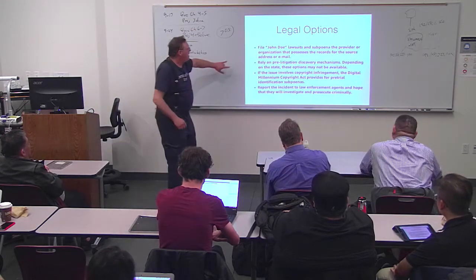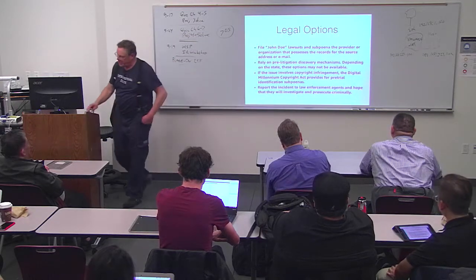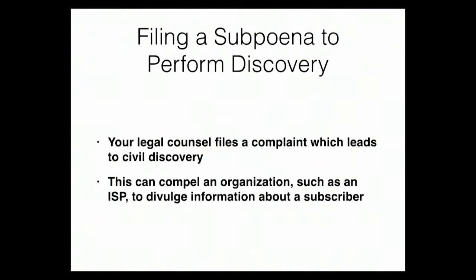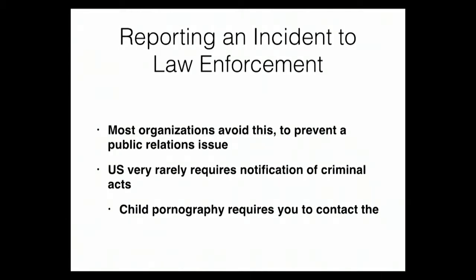Anyway, so we talked about this. You can file John Doe lawsuits and so on. You can send a subpoena to perform discovery. You file a complaint, which leads to civil discovery, and now they have to divulge information. And that's what I mean. This is before a lawsuit. You have a subpoena to find evidence, and then from the evidence you decide whether you have enough for a lawsuit. And then, of course, you can turn this stuff into law enforcement if you want to. You can get the cops involved.